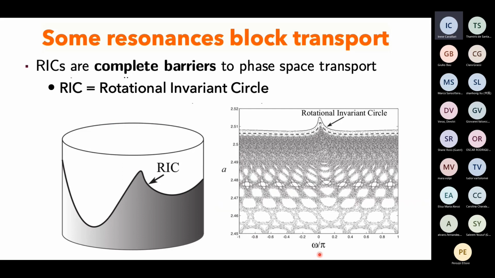There is an issue, though, that we have to be aware of: some resonances can actually block transport completely. So we've got this phenomenon called rotationally invariant circles. These are tori that completely block the cylinder, right? The two sides of the cylinder here can be identified, and so there's no way to cross one of these rotationally invariant circles. They correspond to a resonance, but at least in our case, we think of them as blocking transport. So if we have any blockage of transport, this could inhibit the transition between two planets.